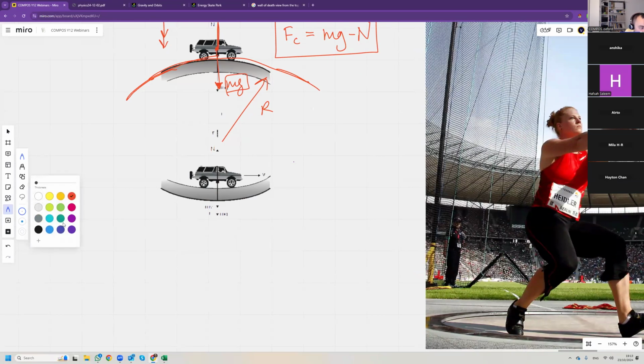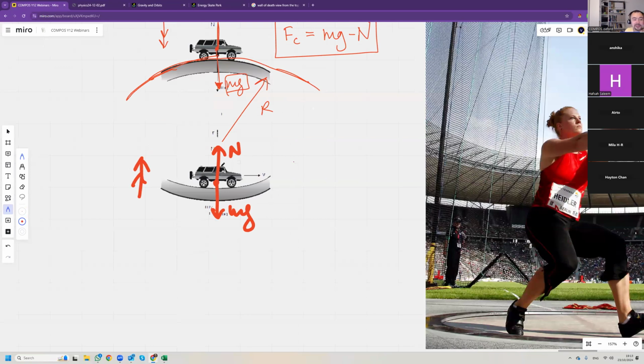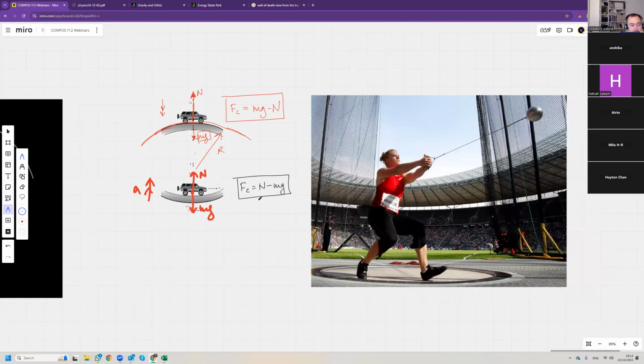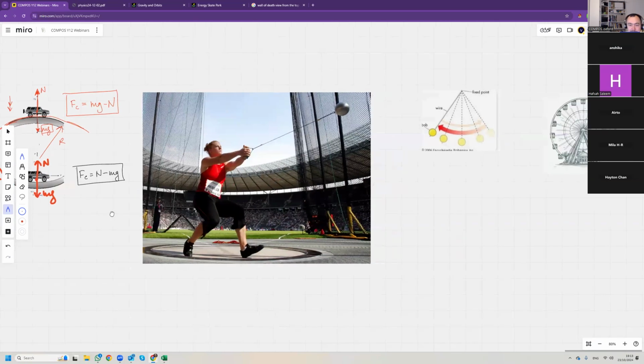If you go here and you look at the forces, there are the same two forces, N and mg. But this time acceleration is upwards. That means N is bigger than mg. Acceleration is up. So the centripetal force in this scenario is the normal reaction minus mg. Okay, we'll get to that in a minute.